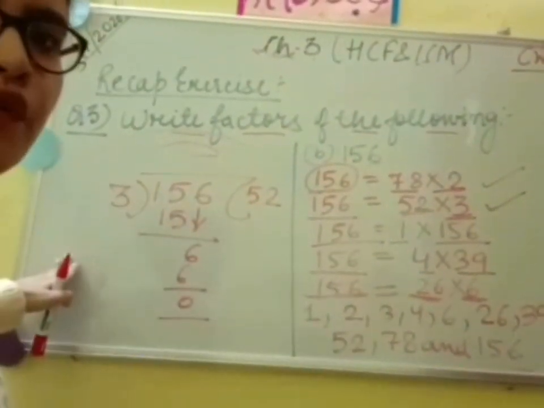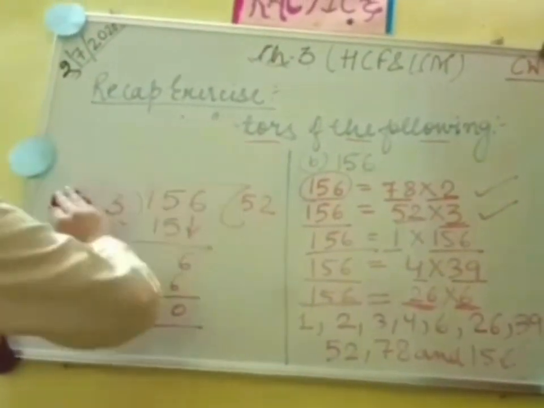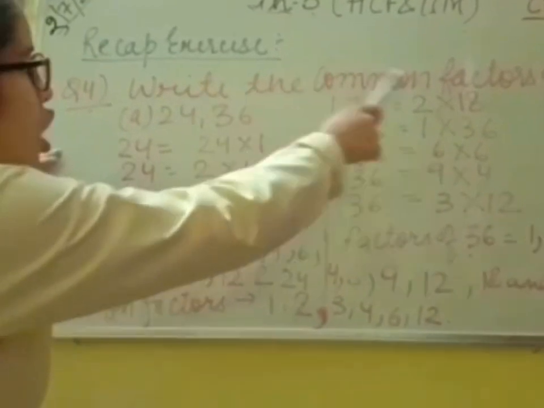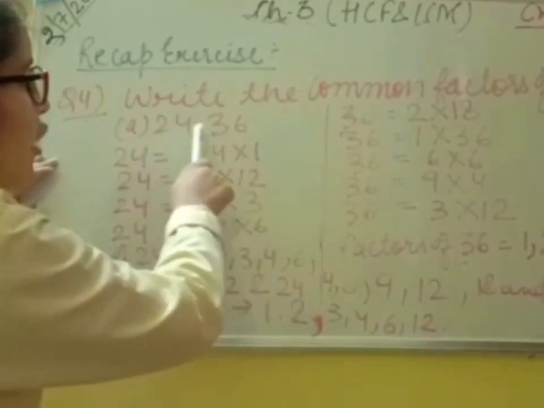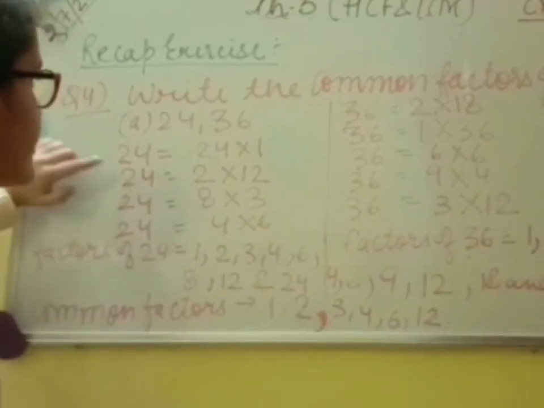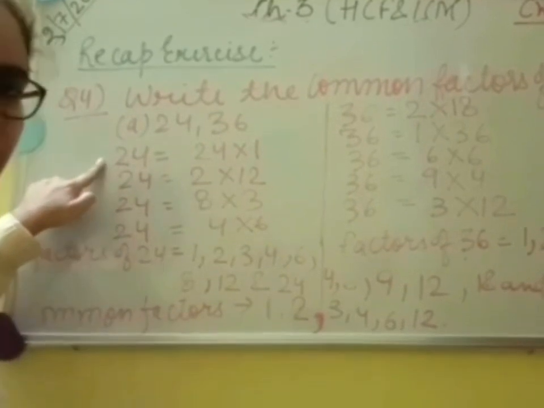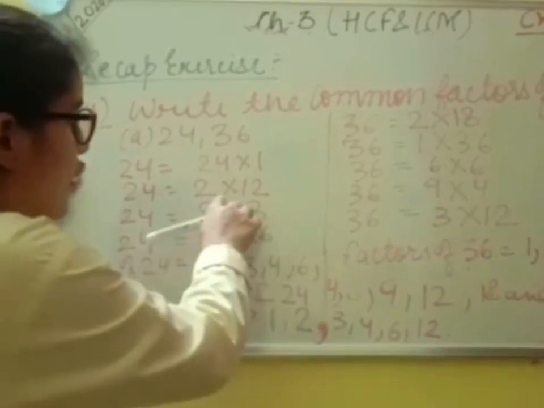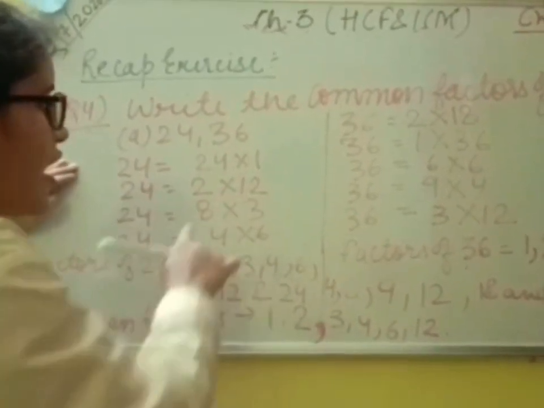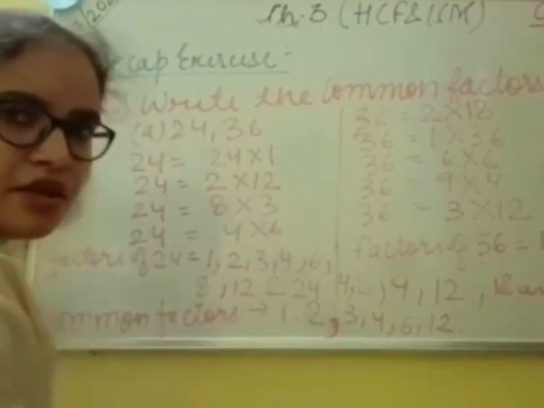So now let's move to the question number 4. Next question number 4. Write the common factors of 24 and 36. You have to write the common factors of 24 and 36. So 24 is equal to 24 into 1. You will get 24 as it is. Similarly, 2 into 12 will give you 24. 8 3s is also 24, and 6 4s are 24.